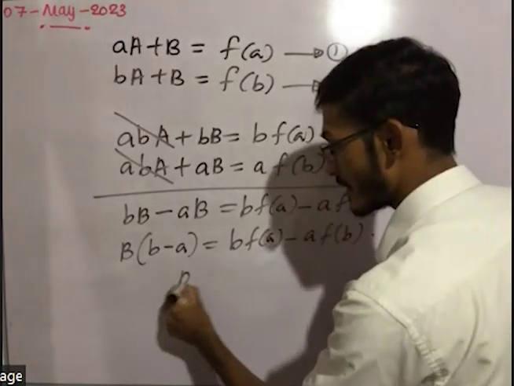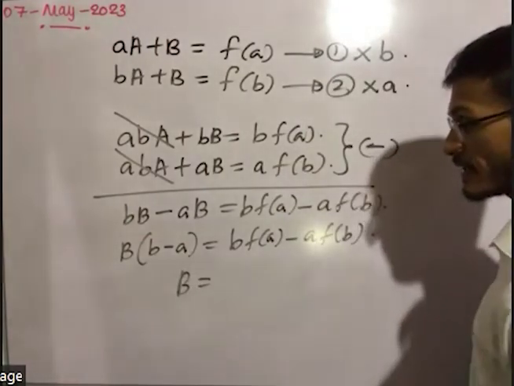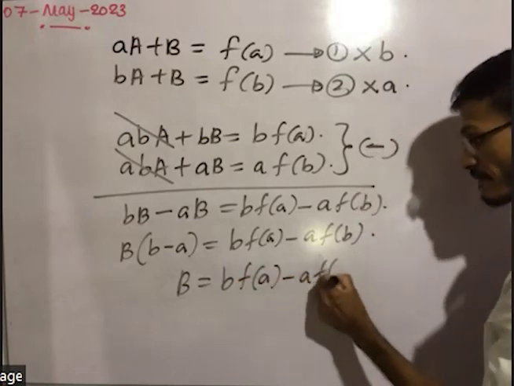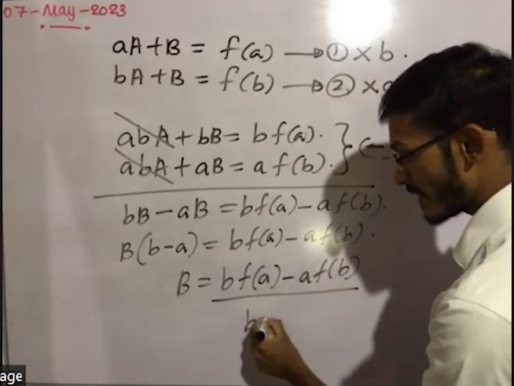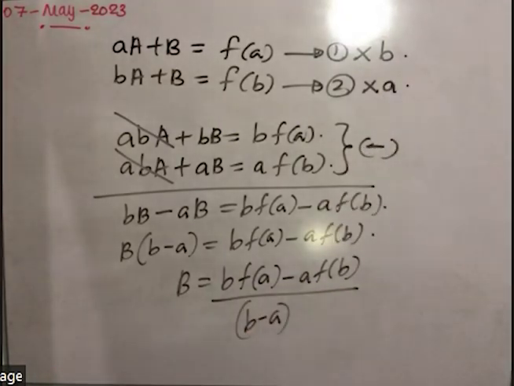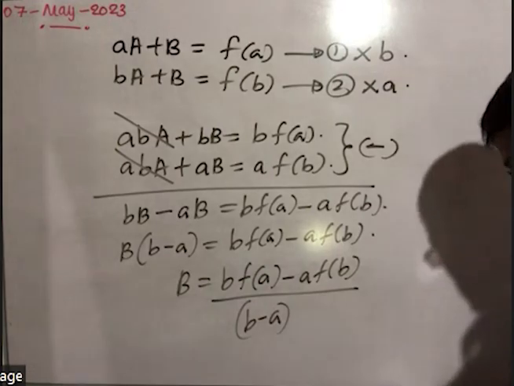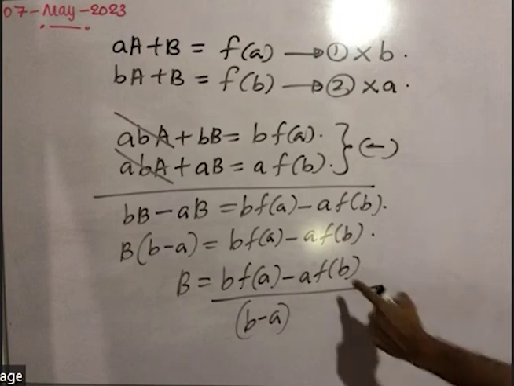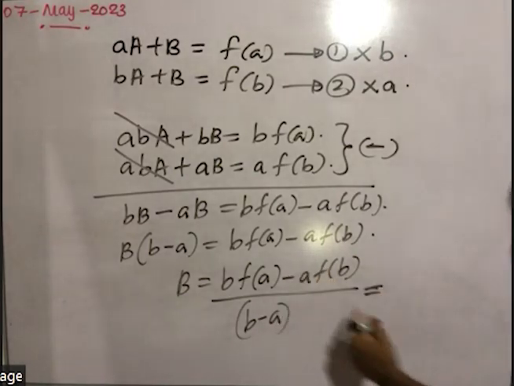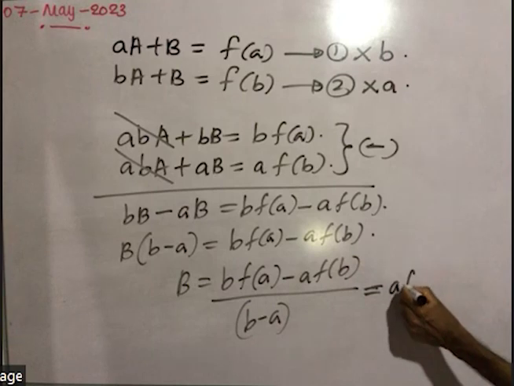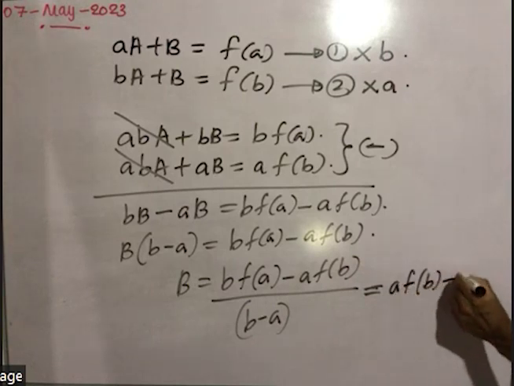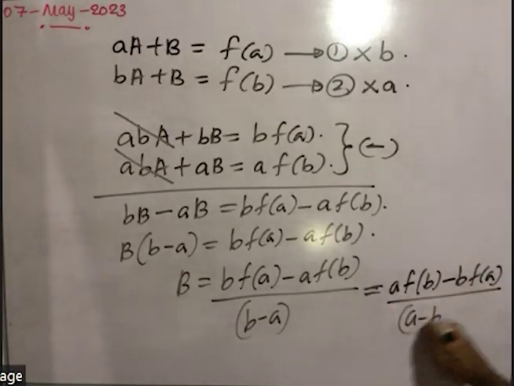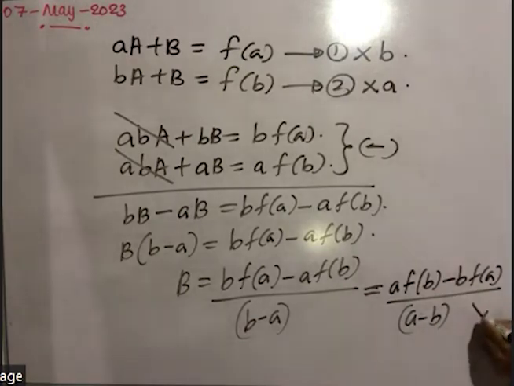Now you can take the B minus A factor to the other side. Capital B is BFA minus AFB over B minus A. So this is the value of B. If you multiply both numerator and denominator by -1, then this will become AFB minus BFA over A minus B. So this is the value of capital B. I will take this one as number 4.